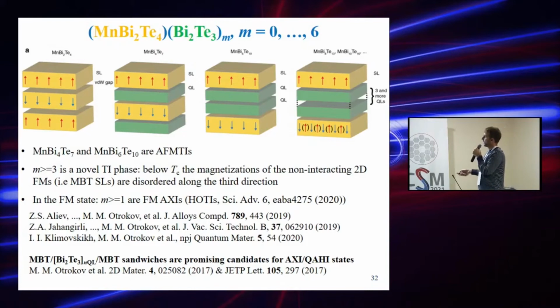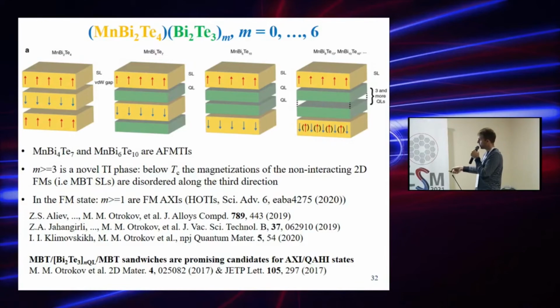So actually, starting from this 1-2-4 composition, you can play a little bit with the structure, designing, and intercalate non-magnetic quintuple layer units in between two septuple layers. You can basically do as many as you can. At least experimentally now you can go up to 6 quintuples between two septuples.